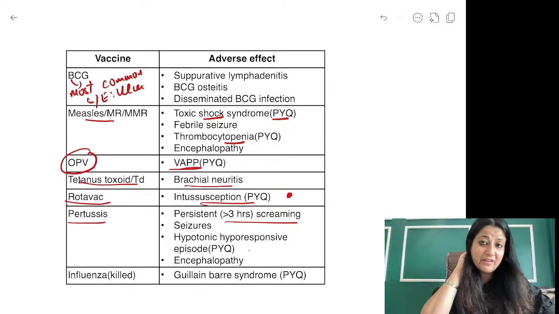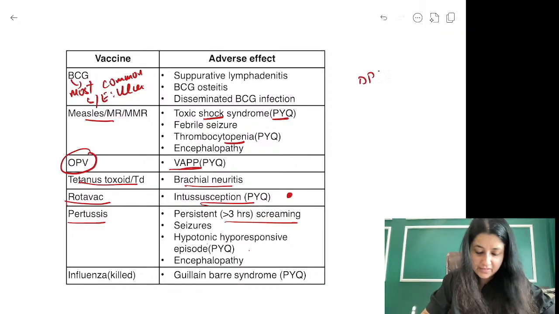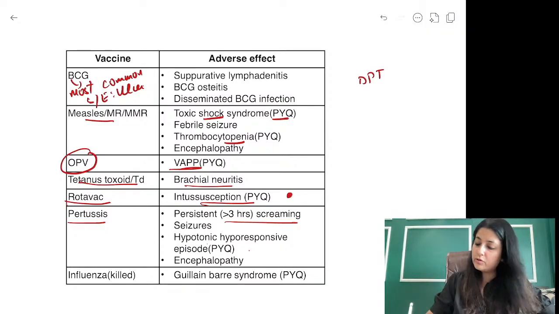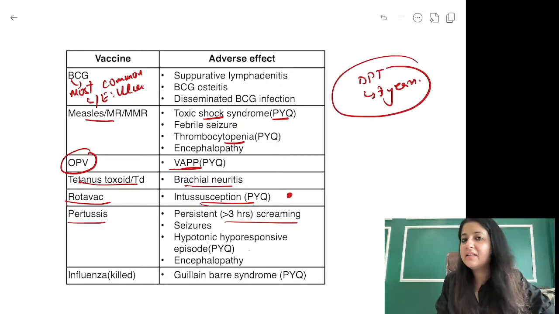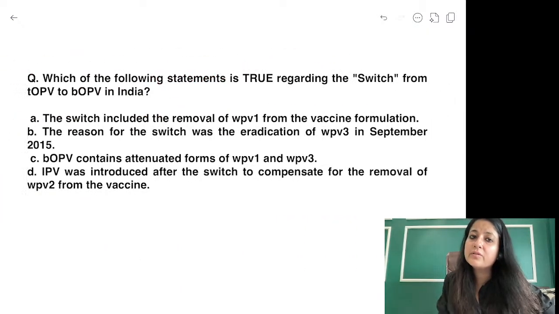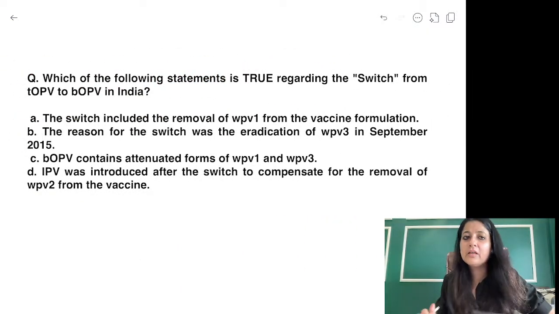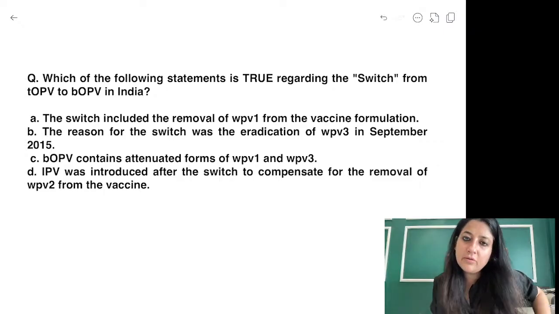No, you can give. DPT can be given till 7 years. Just check it once more, Mansoor. I'm sure it will be written. DPT can be given till 7 years. Why will you remove the pertussis component? ठीक है? Okay. चलो इसको question करो. I will be back in 1 minute.